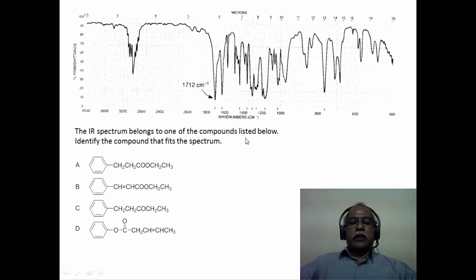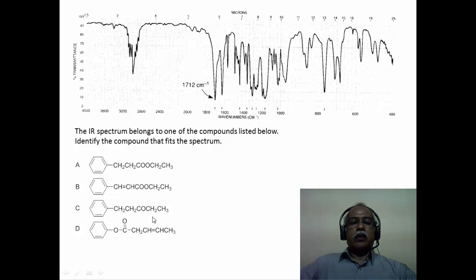Now there are 4 options given. One needs to choose the correct option which will fit this particular infrared spectrum. In other words, the IR spectrum belongs to one of the compounds listed below. Identify the compound that fits the spectrum. Now let us look at the structures of these compounds. This is a saturated ester, and this is also an ester, but it is an alpha beta unsaturated ester. This is a saturated ketone, and this one is an alpha beta unsaturated ester plus an unsaturation is also there.